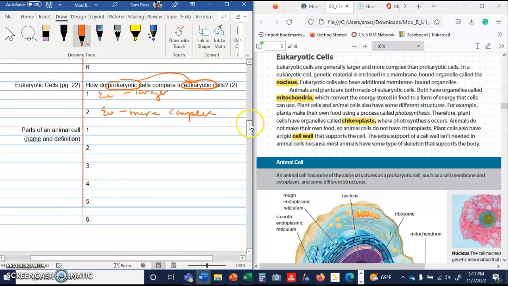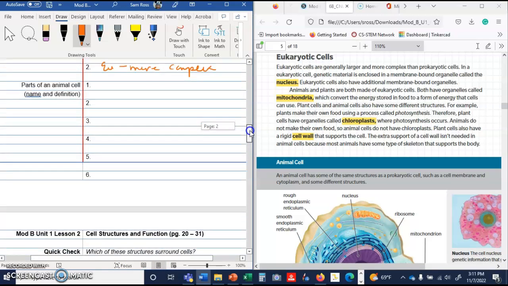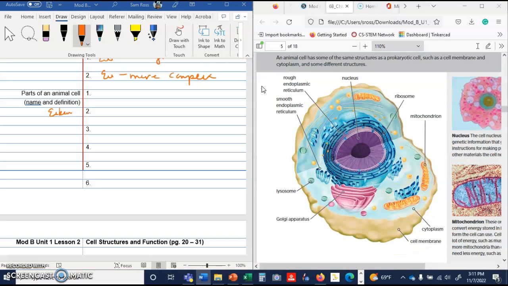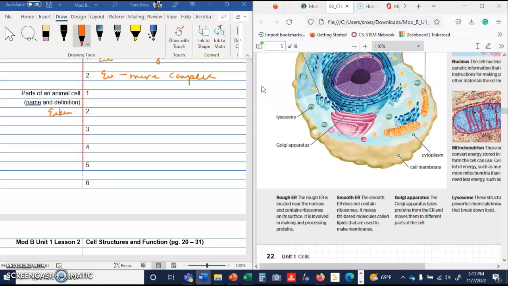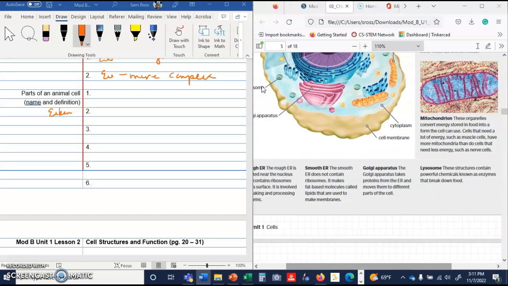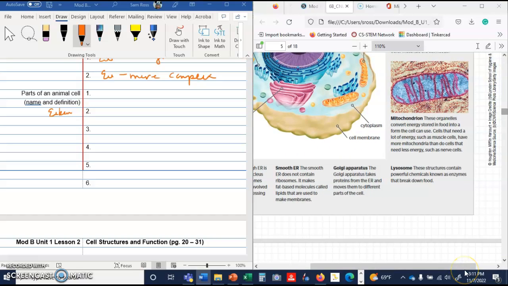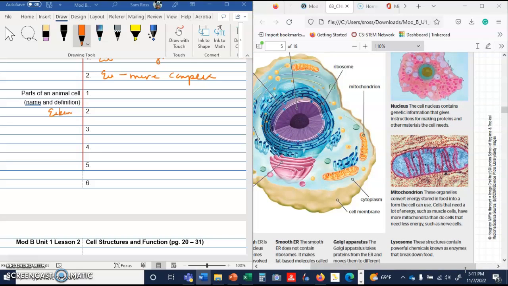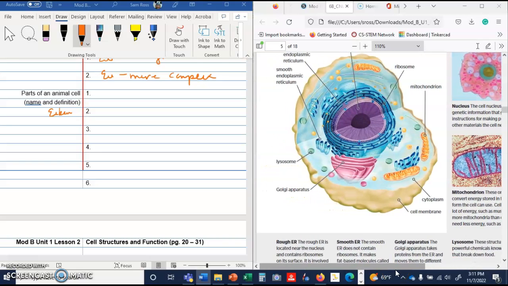Parts of an animal cell. Okay, so that's going to be a eukaryote, an animal cell. We have 6 parts, and they're all in the picture: 1, 2, 3, 4, 5, and 6. The nucleus, the mitochondrion, the lysosome, the Golgi apparatus, the smooth ER, and the rough ER. ER stands for endoplasmic reticulum.